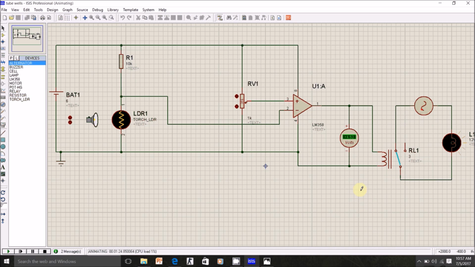That's all. Now this is only the simulation of this project, but I'm going to upload its working model soon.